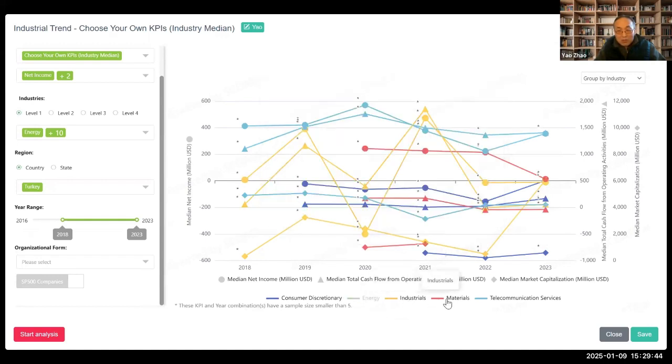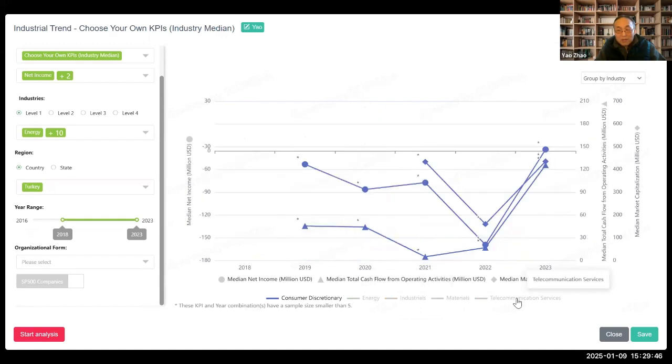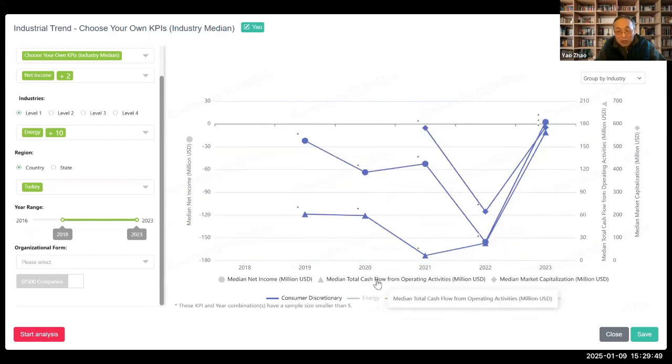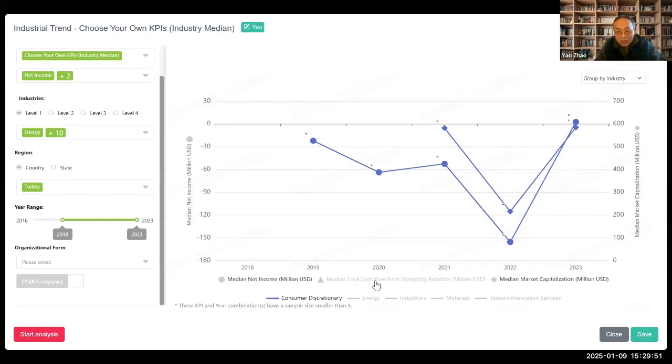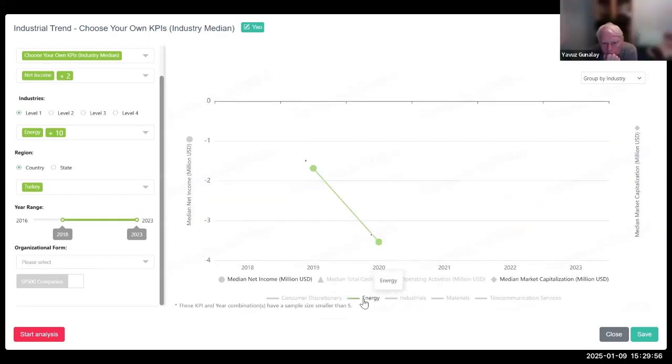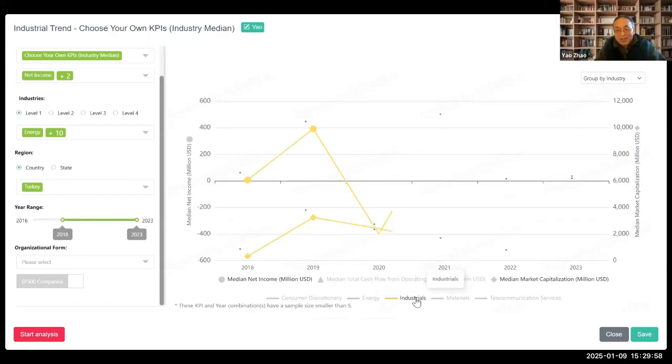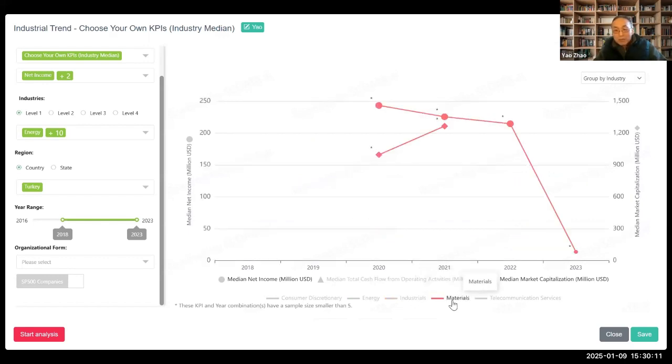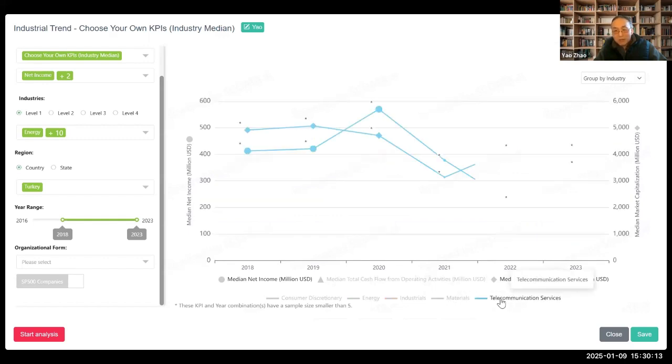Let's say consumer discretionary. Let's remove cash flow. This is Turkey, consumer discretionary. Energy. I'm sorry, really short of data here. Industrials: the manufacturers of airplanes, machinery, electric equipment, and so on, including transportation and materials. I think it's short of data, but you can still see some correlations there, even short of data.